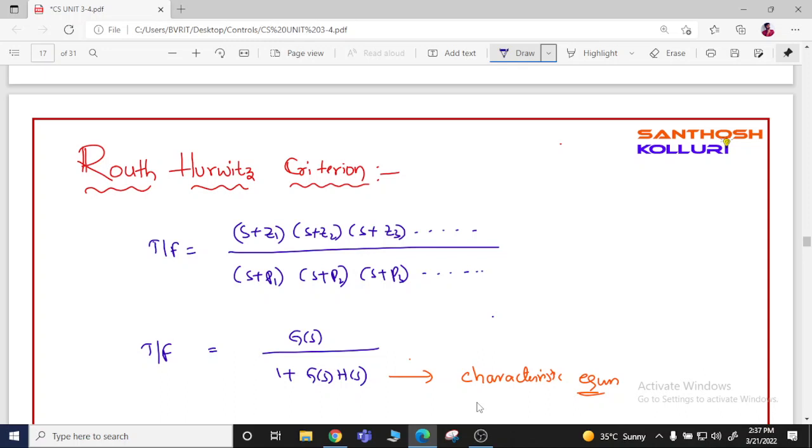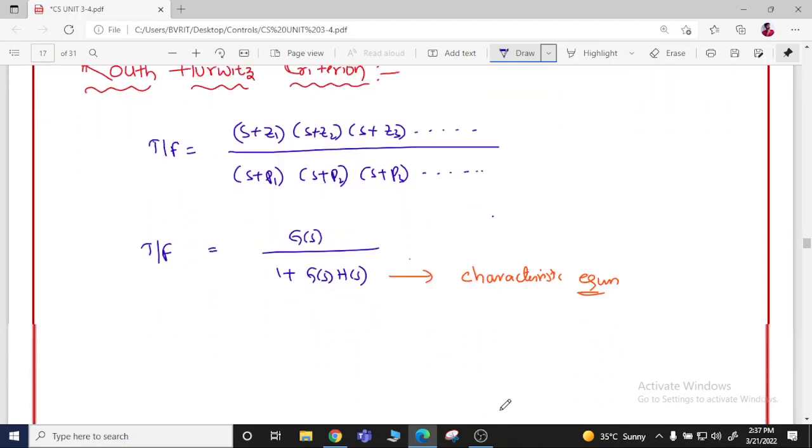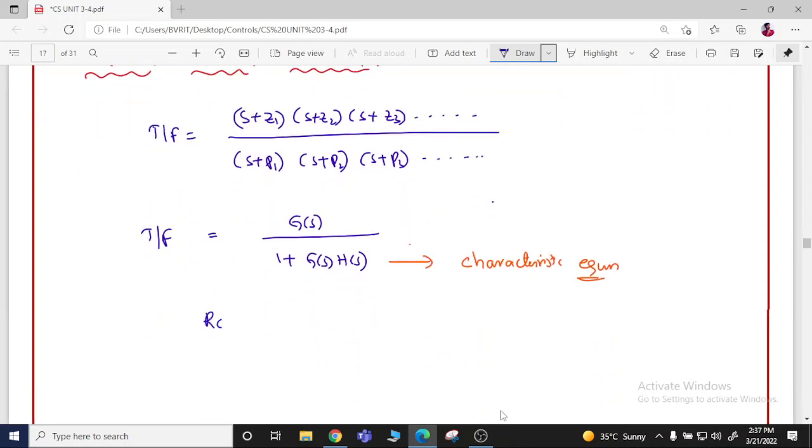So here the roots of the characteristic equation are nothing but poles of the transfer function. This is the main point we are taking here. Roots of this characteristic equation are nothing but poles of the transfer function. If the roots of the characteristic equation are lying on the left hand side, that means the poles of the transfer function are also lying on the left hand side, so that the system will be stable.